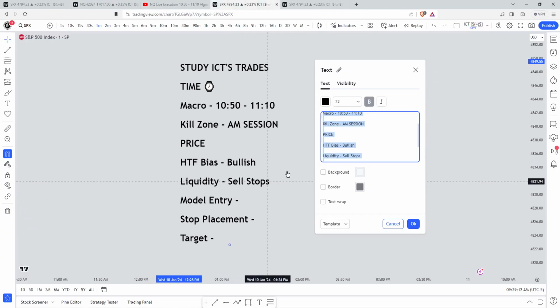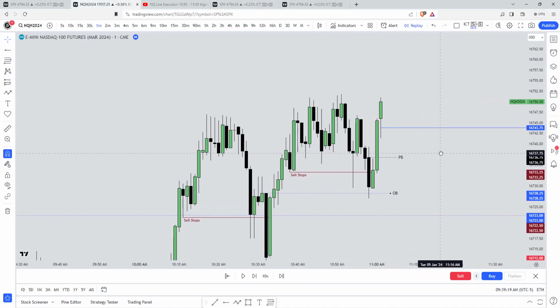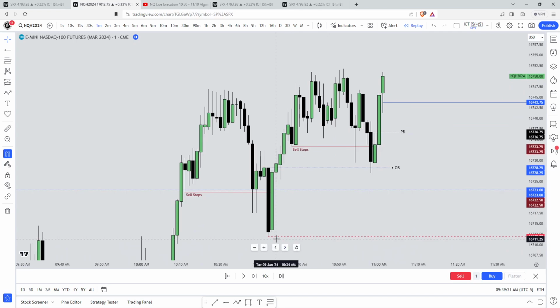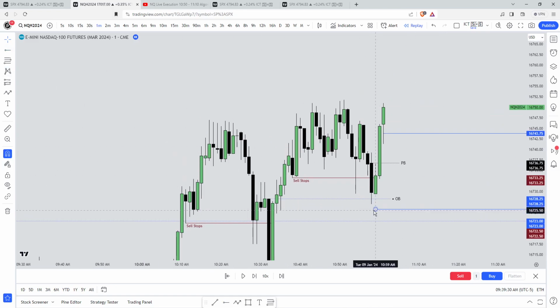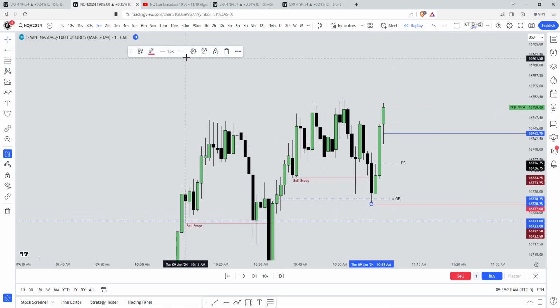Okay, model entry. He's using a change in state of delivery. He's just not requiring all of the candles to break to the upside because he's not anticipating for this low to get traded to. Then once it retests the order block and expands away from it, it's likely to expand higher from there. Now this low becomes protected, so that's likely not to get traded below.